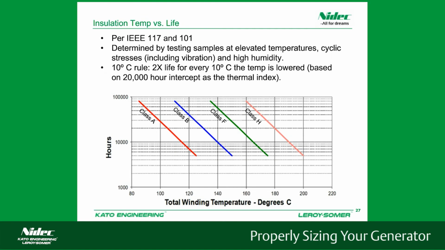So the temperature rise that we have, or the overall temperature that a generator operates at, is going to have a significant impact on the life of the insulation of the coils. And for every 10 degrees warmer that we run, the lifespan of the unit will be cut in half, which also means that if we run a unit 10 degrees colder, the lifespan will be doubled.